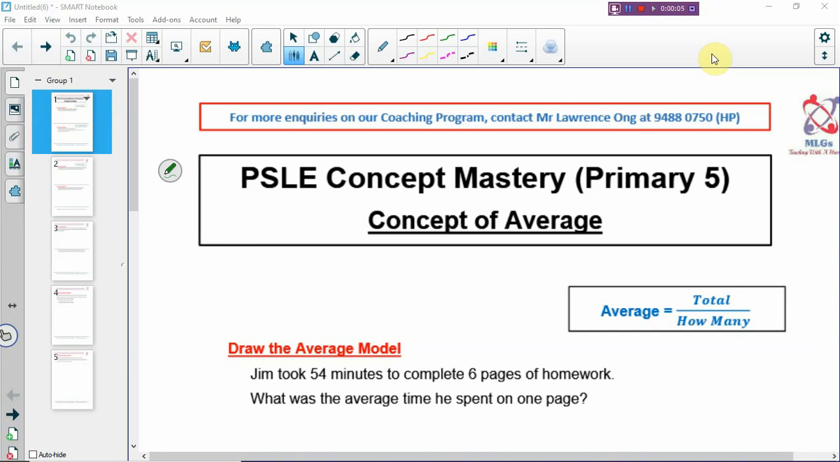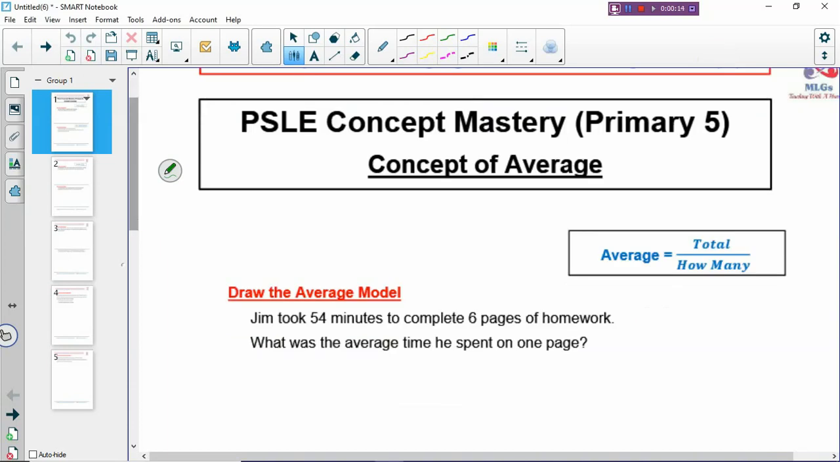Today we are going to look at a Primary 5 topic, which is average. So, what is average? It's a very simple concept, but there are some things that you need to remember. For example, how do you find average? If you look at the box on the right side, you can see that average is equal to total divided by how many. So, what do you mean by that?